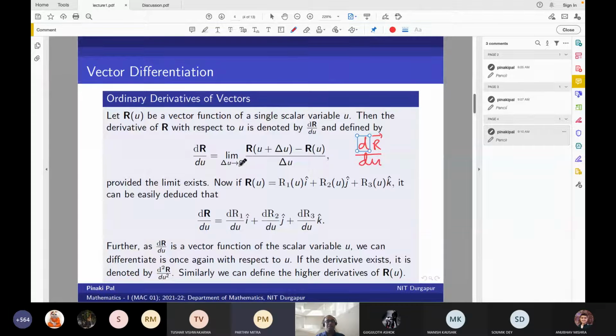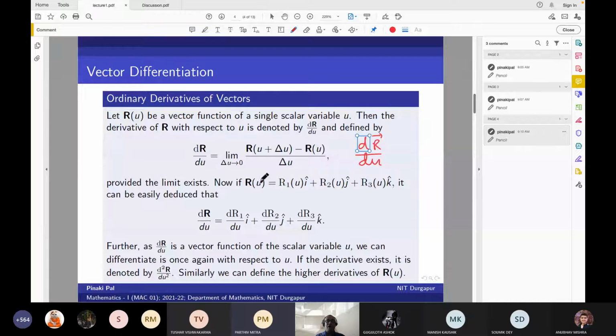So what is this? We define this rate of change of r with respect to u using a definition similar to the one we used for scalar functions. So this is precisely the definition of derivative. You change the independent variable a little bit by delta u, and you look at the change in the value of the function, which is a vector quantity, and then you subtract the initial value. So r(u plus delta u) minus r(u), divided by delta u, and eventually you take the limit. If this limit exists, it is called the derivative of the vector valued function r. So you see the definition is quite similar.